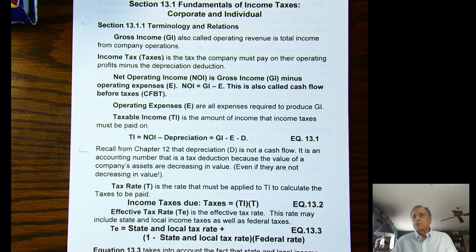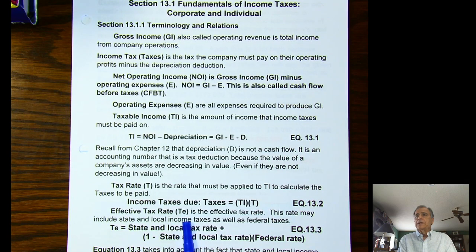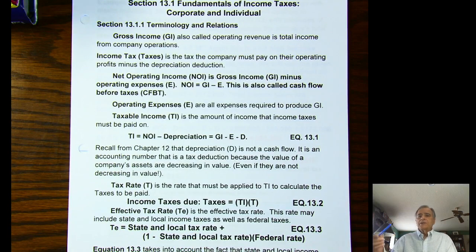That's equation 3.2. And some corporations are incorporated in states or localities that have state or local income taxes as well. And so if you add those in, then you get what the author calls the effective tax rate, that includes not only the federal tax rate, but the state and local income tax, or any other kind of taxes that may be applied to taxable income.